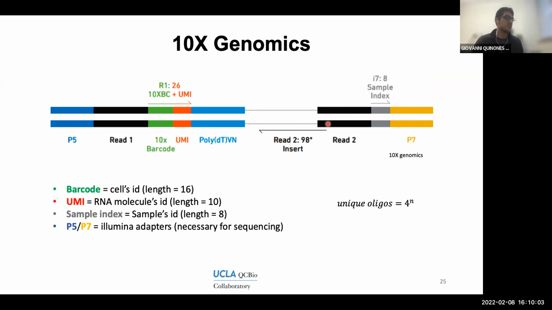So if you see the logic here, what this technology is doing is reading what we wanted to read in the first place, which is the RNA molecule. But then it's also adding this information, the barcode and the sample index. These reads are linked together. So for every RNA molecule, we're also going to know which cell it came from and whether it's a unique molecule or if there are duplicates or something else.